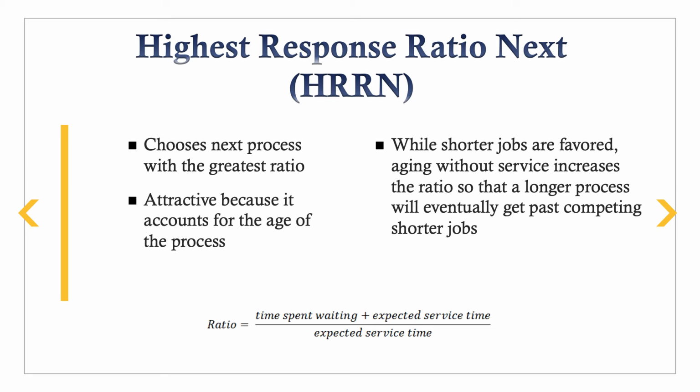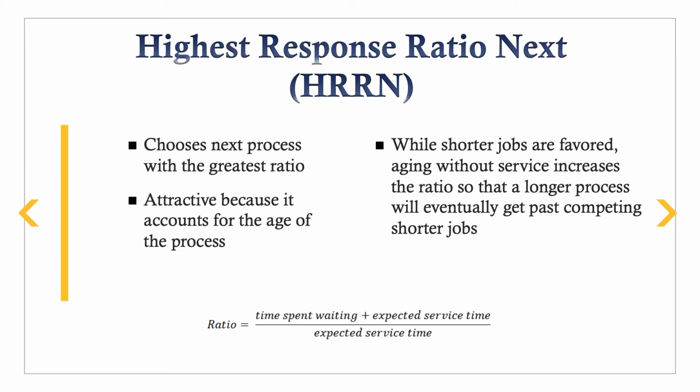Now, with highest response ratio next, we're going to choose the next process with the greatest ratio. This is attractive because it accounts for the age of a process. Shorter jobs are favored, but aging without service increases the ratio so that a longer process eventually gets past all these shorter jobs. So this helps us take care of that starvation problem.